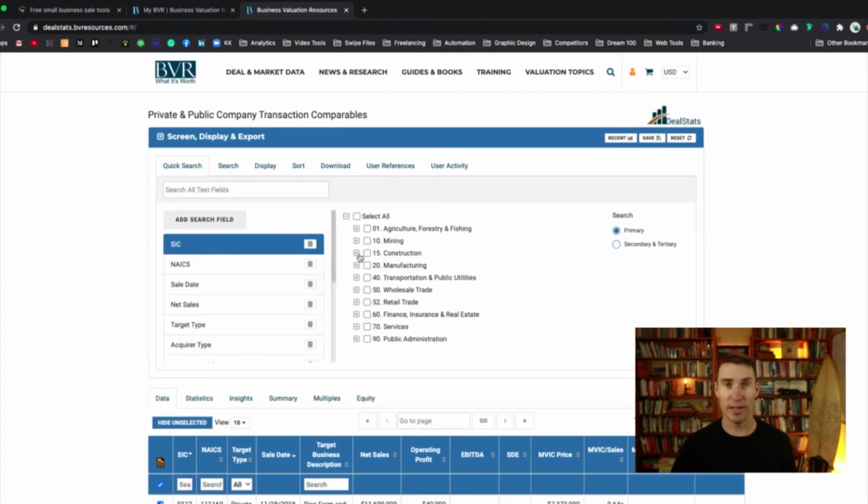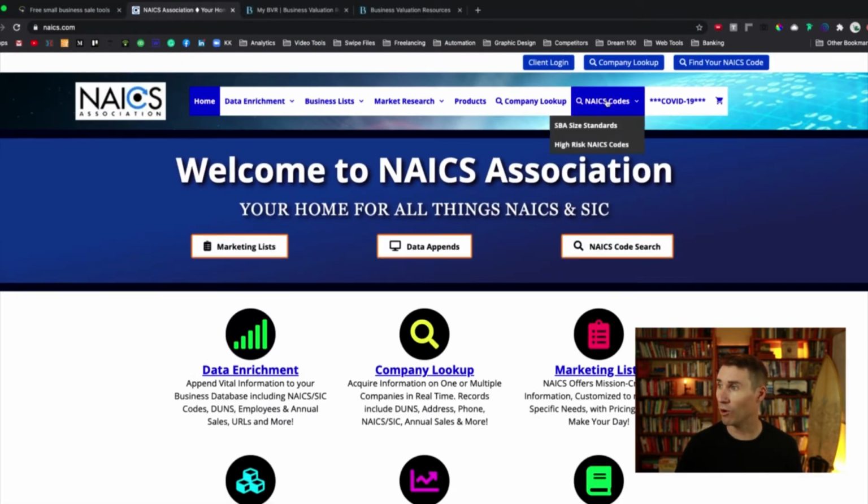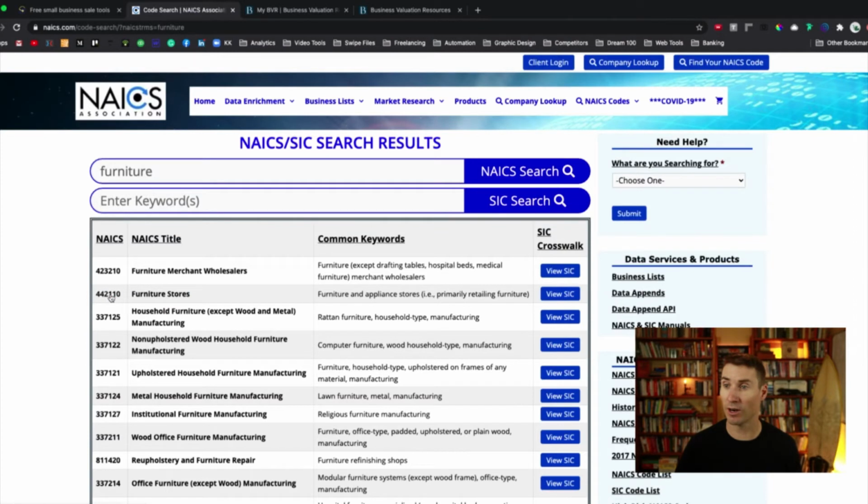And then what you do here, which is pretty amazing, is you can search by SIC code or you can search by NAICS code. If you don't know what your SIC or NAICS code is, then you can scoot right back here and go to this site, NAICS code, go over to where it says NAICS code, and type in your industry, right? We were talking about a furniture store. So we type in furniture, search, and there it is right here, furniture store, 442110. So that's your NAICS code. A lot of these database sites will use the NAICS code for searching. So if you have to use it and you don't know what yours is, that's how you get it. All right, let's go back here.